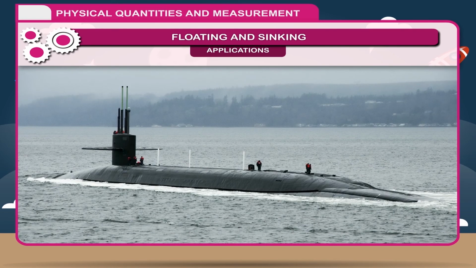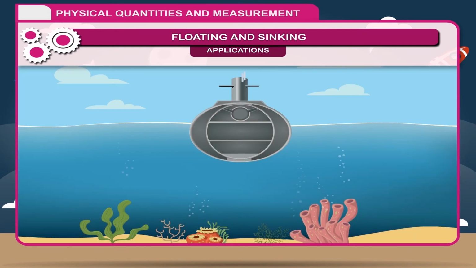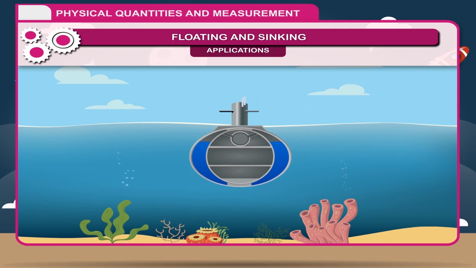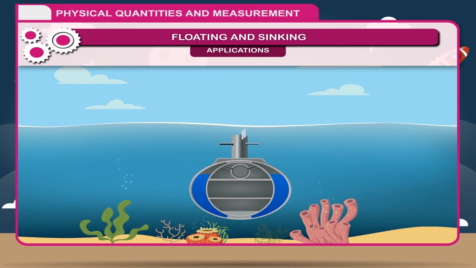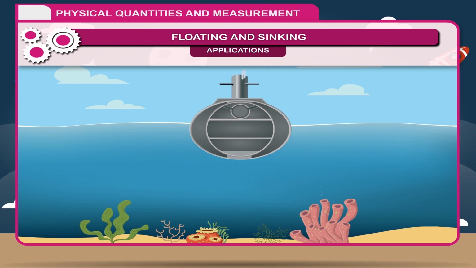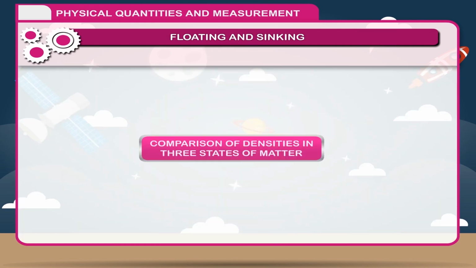3. Flotation of submarines. A submarine is provided with a ballast tank. When its ballast tank is filled with water, its average density becomes more than seawater. So, it dives into the water. When the water is forced out from its ballast tank, its average density becomes less than that of water. So, the submarine rises to the surface of water.